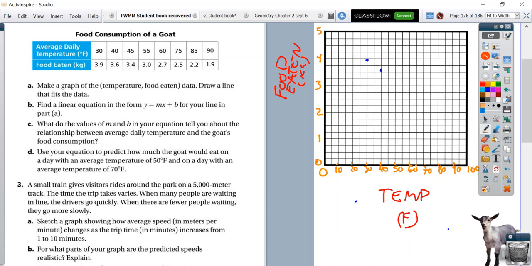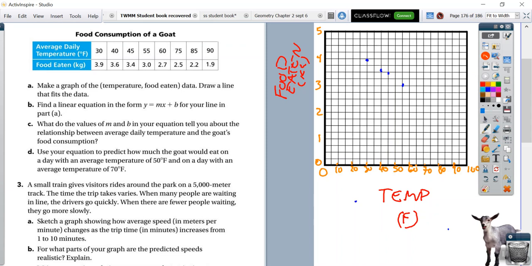All right, so 45 degrees Fahrenheit and 3.4. So we can do 45. That's all right. 45 and 3.4. So that's just under. It is starting to become a line, isn't it? So then we have 55 degrees and 3. So that's going to be right about 55 degrees and 3 right there. That dot means nothing. All right, so then we have 60 degrees and 2.7.